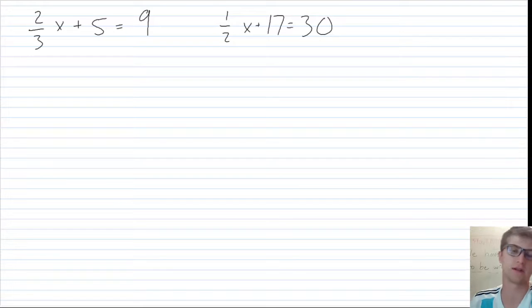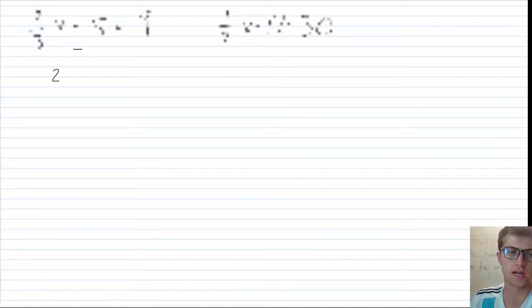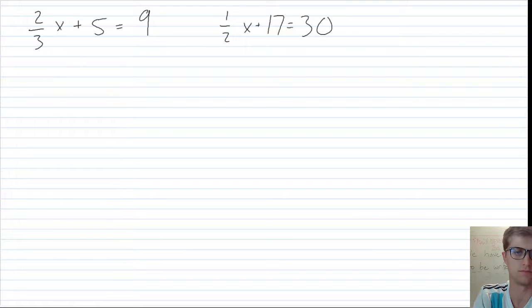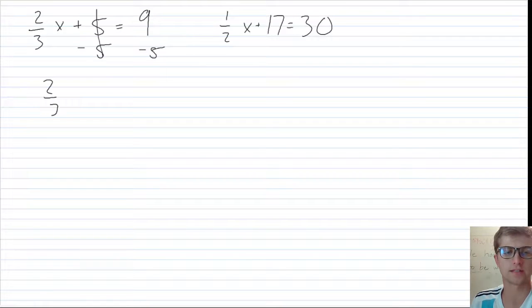All right. What's the opposite of adding by 5, subtracting by 5. What we do to one side, we'll do to the other. Cancel, we're left with 2 over 3x. That's a 3, even though it doesn't look like it. Equals 4.